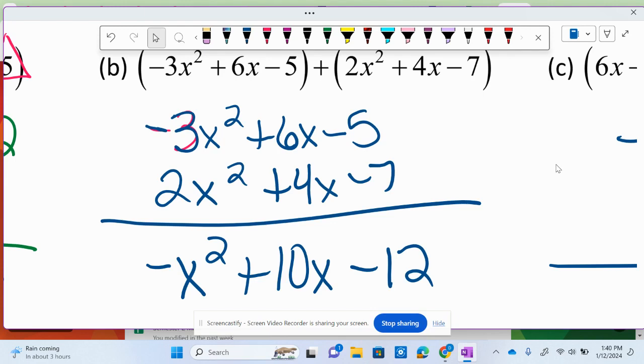Would I count that right? Yeah, absolutely. It is right. We just don't have to write 1 because it's understood that you just have one variable. Okay. I write as little as possible. What's 6 plus 4? 10. Negative 5 and negative 7? Negative 12. Raise your hand if you got B correct.